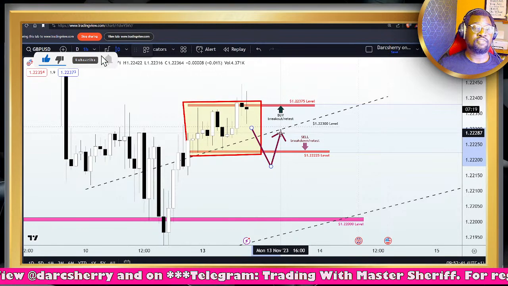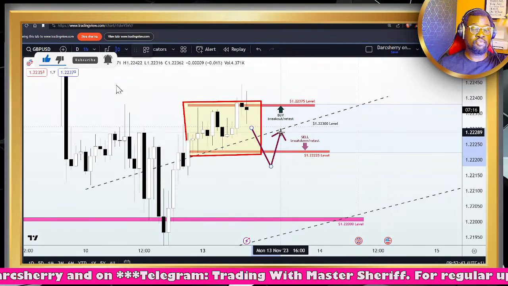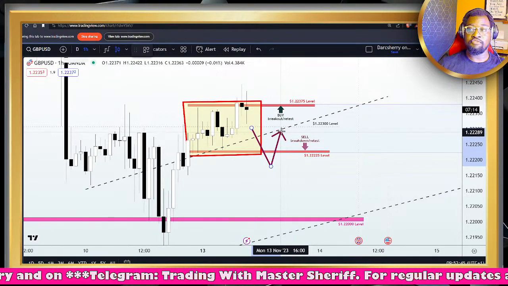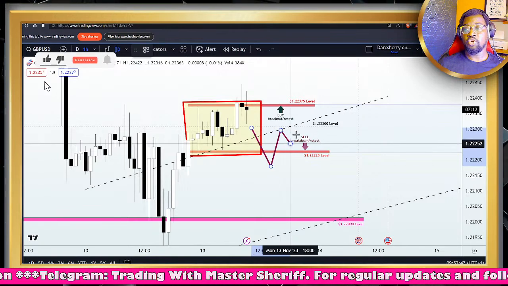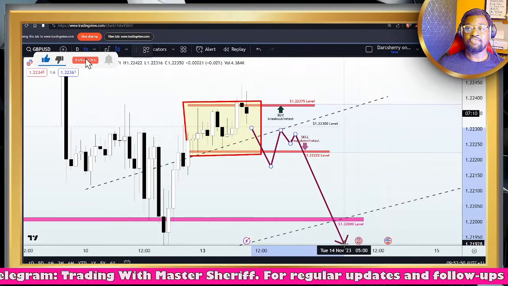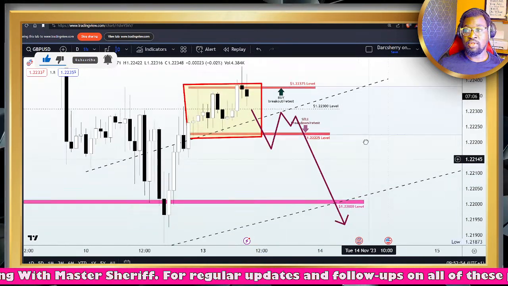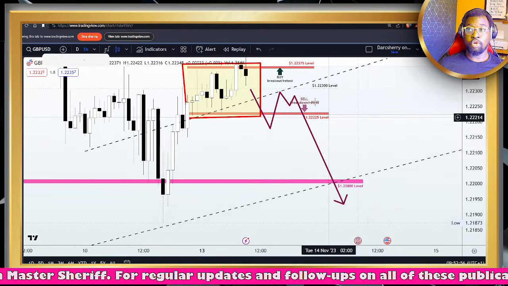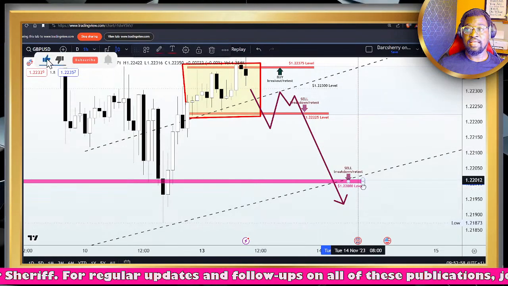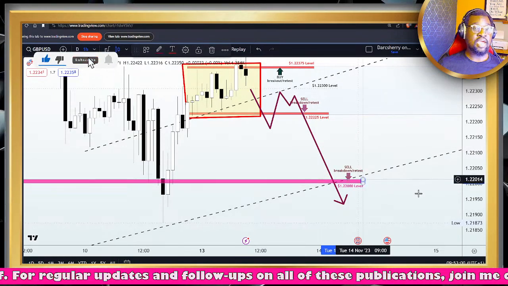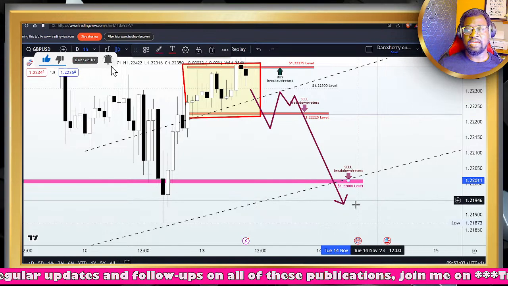Just ensure that you have your stop losses just right above the ascending trend line, giving enough room for price action to breathe. So the only condition that will make us sell is for price to drop below the 1.22225 level, and then if price continues to drop to the downside, breaking down the key level at the 1.220 area, then we could be considering adding more position.